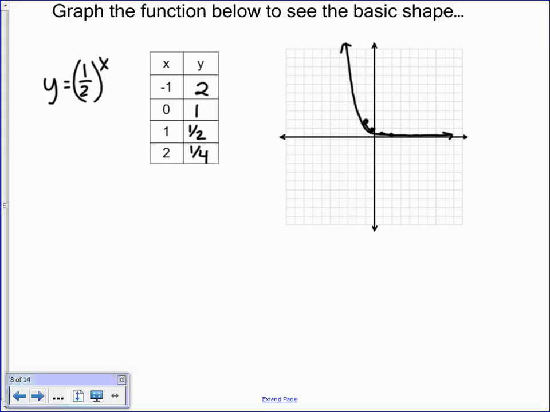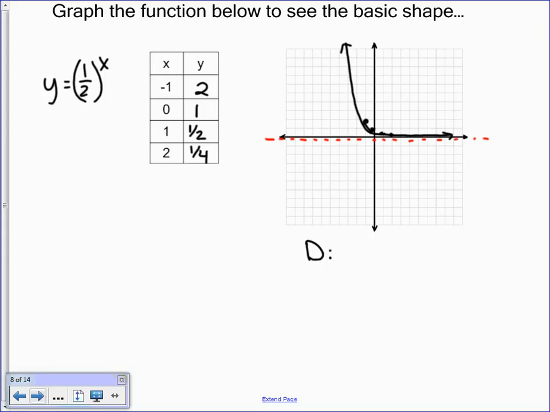So how might you describe this graph compared to the other graph? Yeah, you might say it's going the opposite direction. It's sort of reflected this time over the y-axis. It's high on the other side, it's lower on the other side, something like that. So then we'll draw in our asymptote. Remember, our asymptote is always going to be the same.